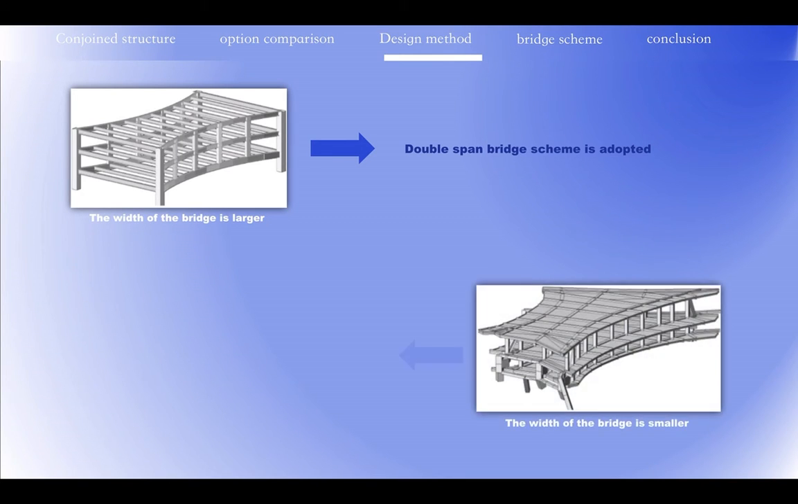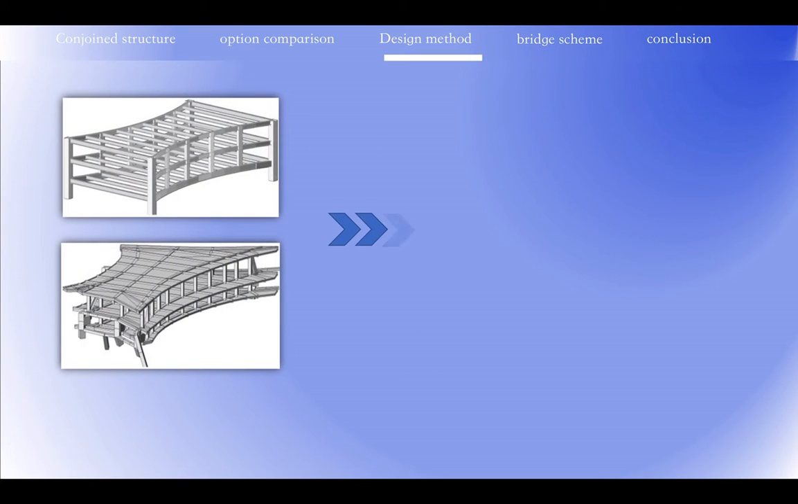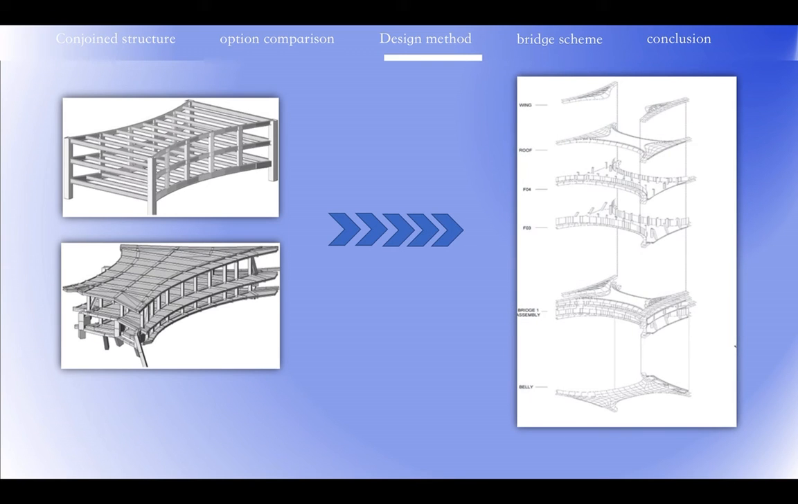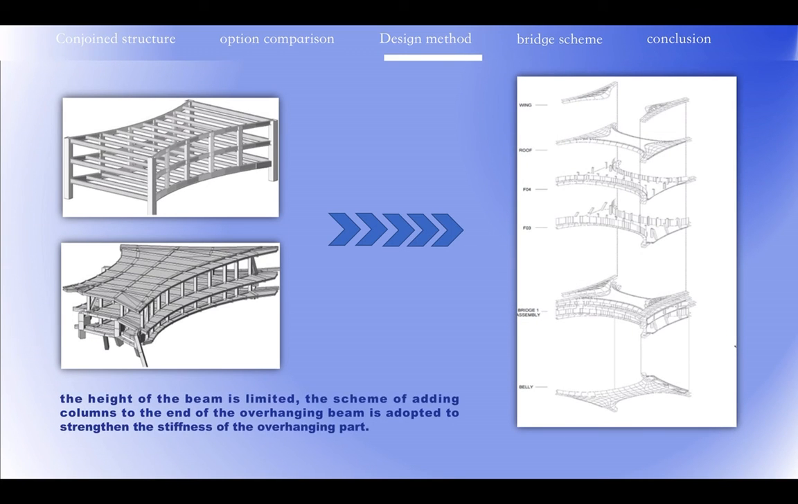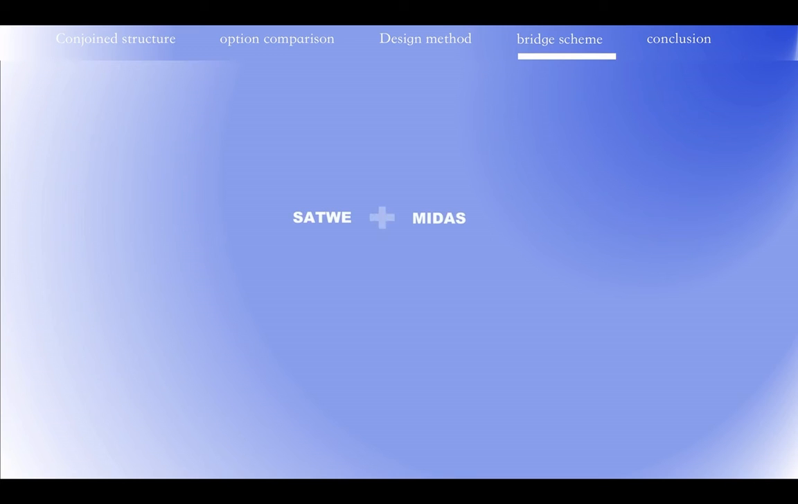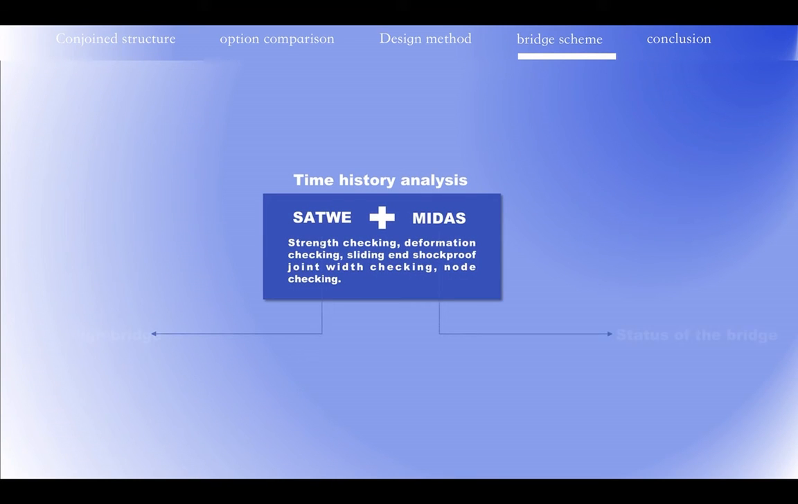For large bridge width, a double-span bridge tray is adopted. At this time, the connecting bridge is composed of 3 hollow trays, and the trays are connected by beams. For the place where the middle layer is much wider than the lower layer, to use the limited beam height, the steel plate at the end of the outer closed beam is adopted to improve the rigidity of the overhanging part. The calculation software adopts SATWE and midas.